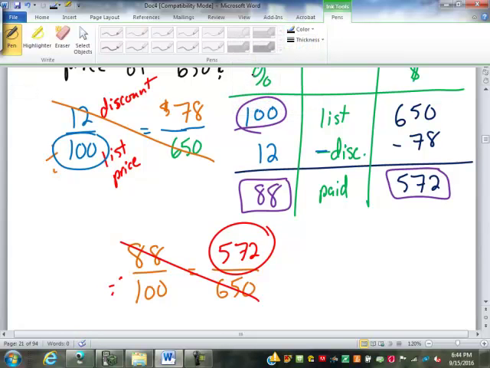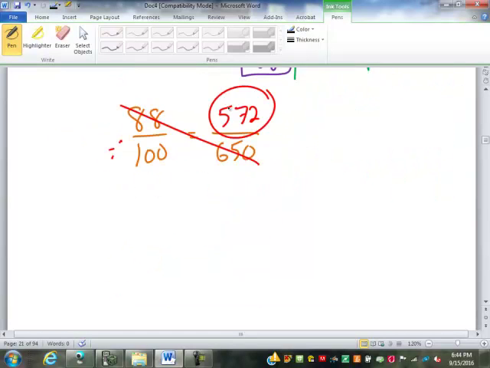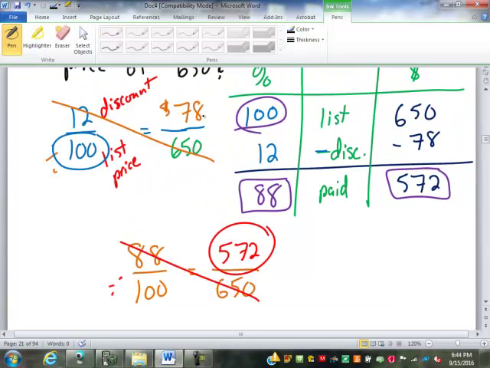Now in this problem, it's not much more work to do it, finding the 12% and subtracting it out. But there will be times where we cannot do that. For example, everybody get that all down, or do you want me to wait a second?